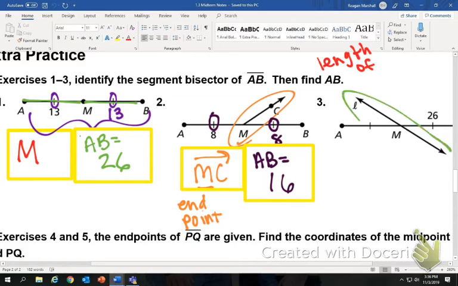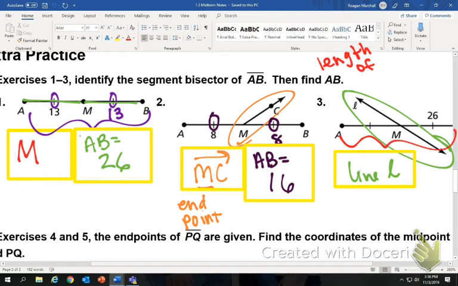And then the last one, segment bisector is a line. You cannot name it with arrows this time. When you name it with arrows, you need 2 points. The only point that we have is M. I don't have another point on the line. And L is not a point. So the only way to name this line is line L. And then the length of AB. If this piece is 26, this piece is also 26. 26 plus 26 is 52.